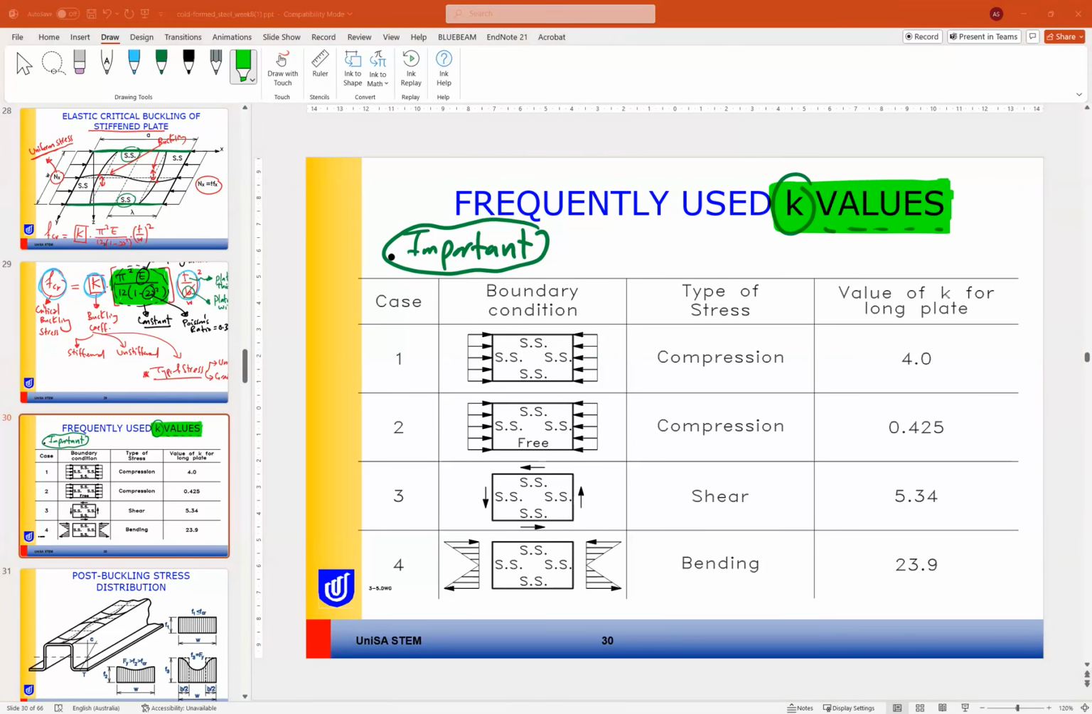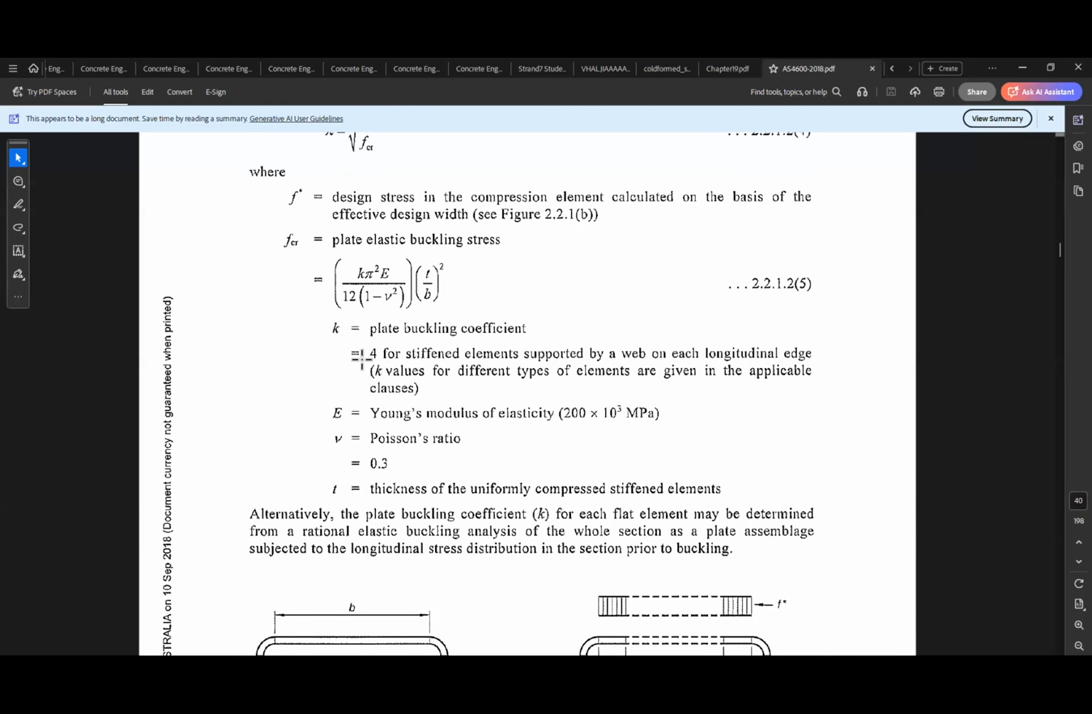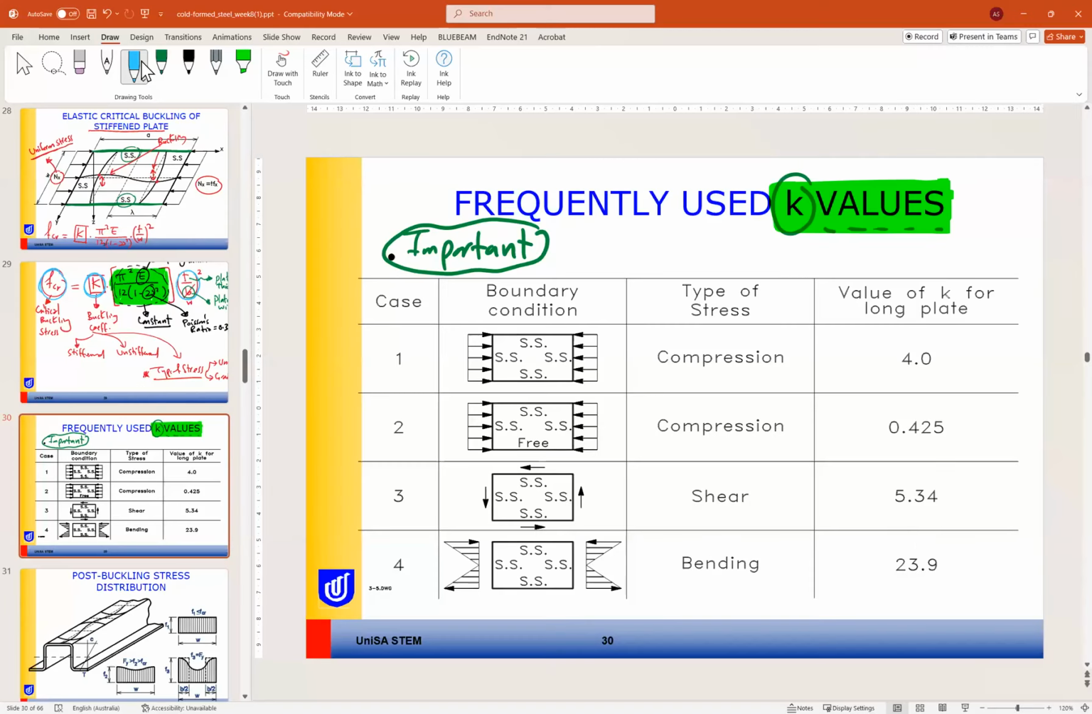So if we look quickly at the standard, under the same section, in this clause, you can see K is the plate buckling coefficient. K is equal to 4 for a stiffened element supported by a web on each longitudinal edge. K values for different types of element are given in the applicable clauses. So it is not given in one clause or one part of the standard, so you need to keep in mind the values we usually use in our calculation. In this table, we summarize K for you. We have four cases for K.